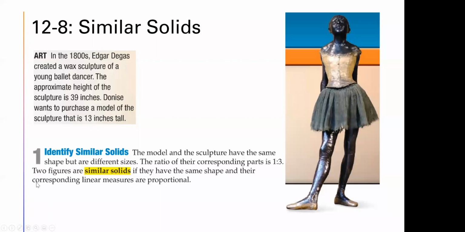All right, just a few things. So, similar solids. It talks about a piece of art, and it says in the 1800s, Edgar Degas created a wax sculpture of a young ballet dancer. The approximate height of the sculpture is 39 inches. Donice wants to purchase a model of the sculpture that is 13 inches tall. The model and the sculpture have the same shape but are different sizes, so the ratio of their corresponding parts is 1:3. Two figures are similar solids if they have the same shape and their corresponding linear measures are proportional.